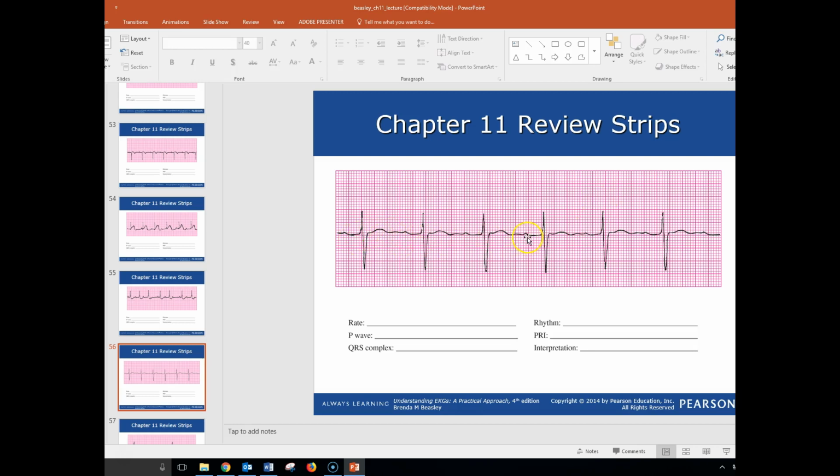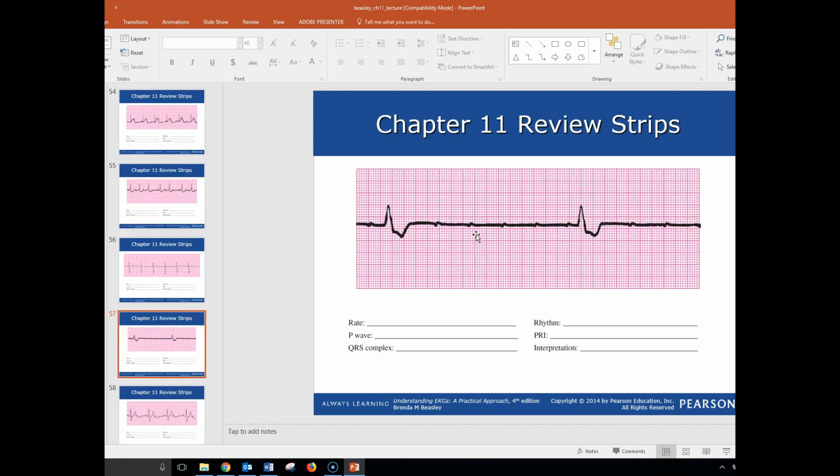This one's a little harder to differentiate. So here's a P wave right here. So rate-wise, we have, what, around in the 60s. Everything looks pretty normal other than this PR interval, right? So we would probably call that a first degree block.